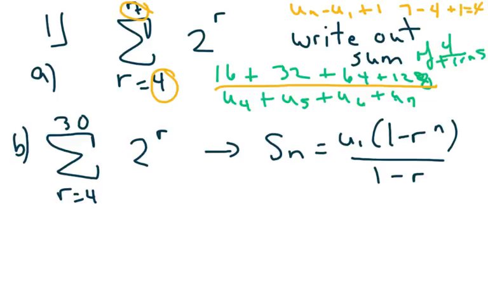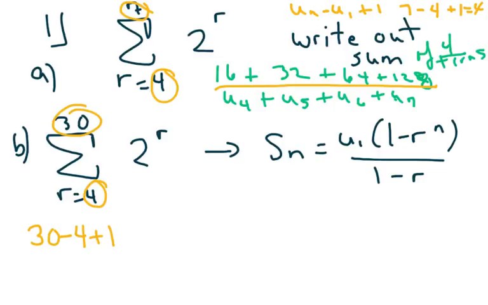In this case, we need to know the number of terms here. So we're going to go from u of 4 to u of 30. We don't want to write them all out, but the number of terms is going to be 30 minus 4 plus 1. So that's going to be 27 terms. So we want to find the sum of those 27 terms.